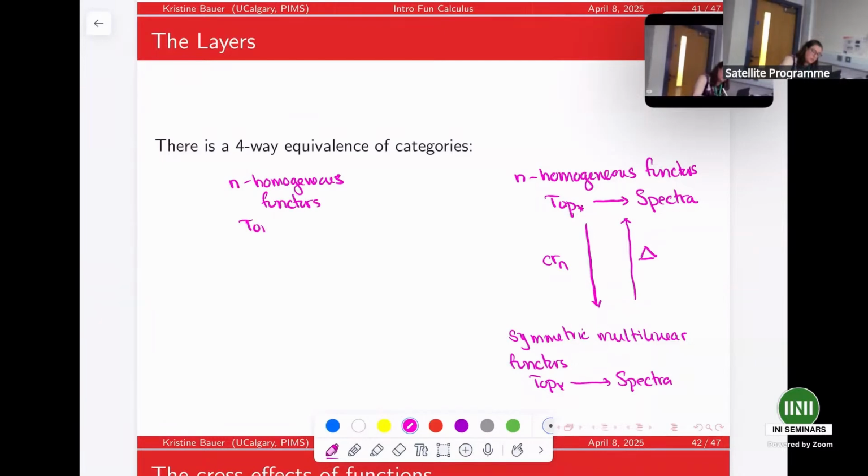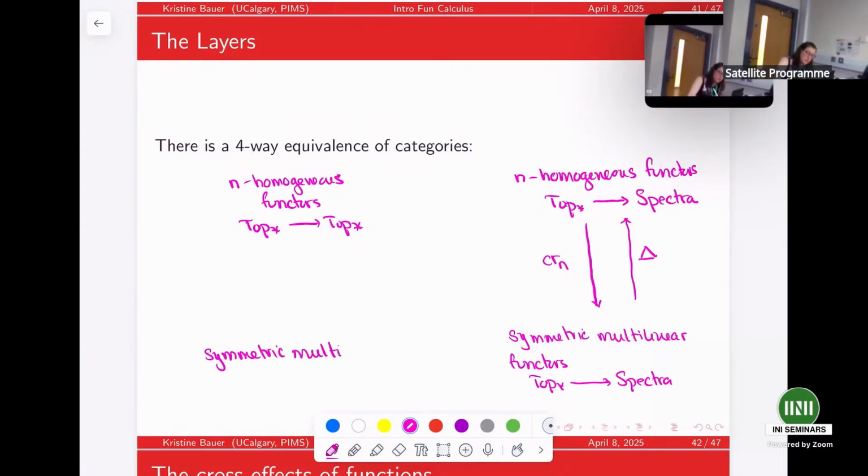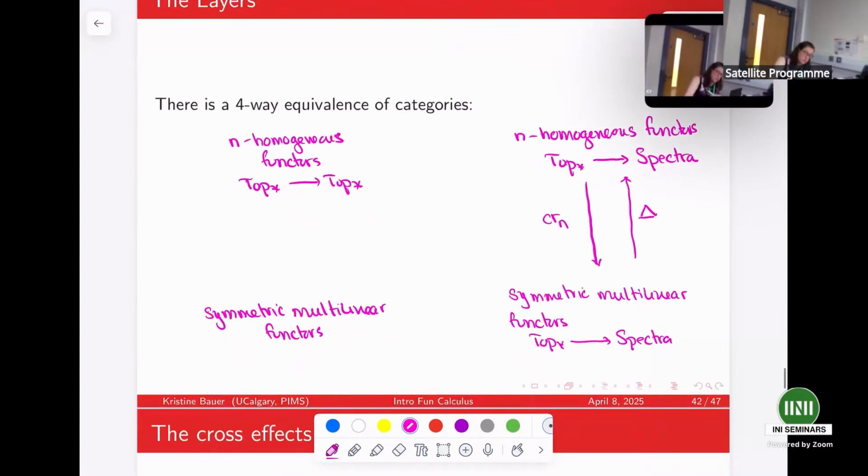I should be looking at functors from top star to top star instead, and I take the same version of these categories down below. So here I'll have symmetric multilinear functors from top star to top star.